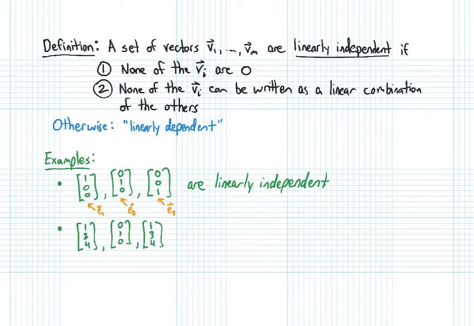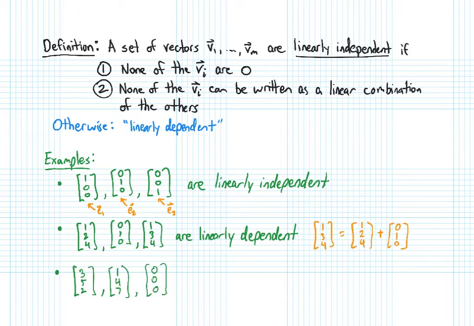So a second example is the three columns of the matrix that we were looking at on the previous slide. And these vectors are linearly dependent. And that's because of exactly the same reason that we discussed earlier, that the third vector can be written as the sum of the first two vectors. And here's another example of vectors that are linearly dependent. And here you can tell quickly that they're linearly dependent because one of the vectors is the zero vector. So that automatically makes it linearly dependent.